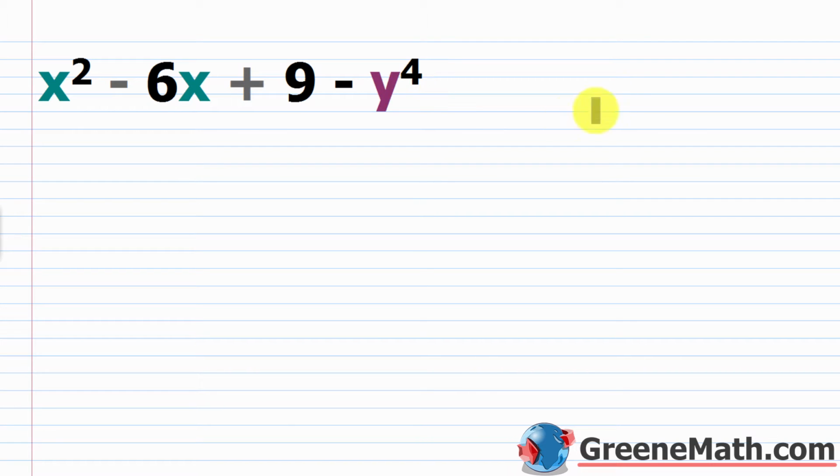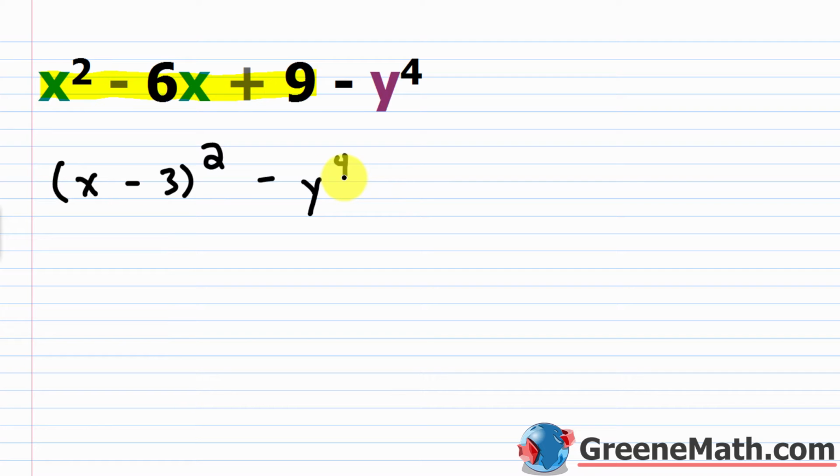You have to realize that this part right here, this x squared minus 6x plus 9, is a perfect square trinomial. Okay, so if you realize that and you use your formula to factor this, you're going to get x minus 3 quantity squared. Okay, you can check that if you want. You're going to get back to that exactly. Then you have this minus y to the fourth power. Okay, so you might be stuck here after you've done that.